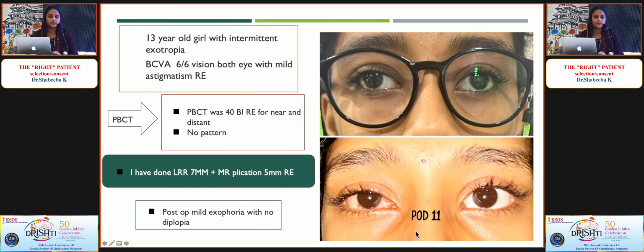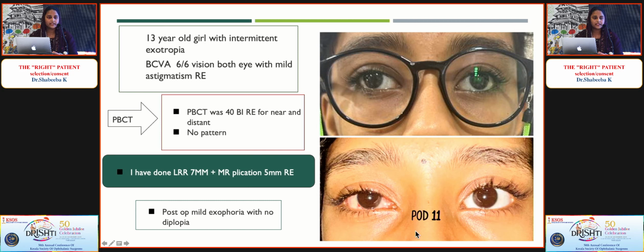As a novice strabismologist, this is my first case. This is a highly motivated 13-year-old girl with intermittent exotropia. After thorough orthoptic evaluation and ophthalmic evaluation, her best corrected visual acuity was 6/6 in both eyes with a mild, that is 0.5 cylinder, in the right eye. I have done 3 PBCT measurements, 2 before the surgery and 1 on the day of surgery, and her PBCT was constant. It was about 40 base out in the right eye for near and distance, and there is no pattern.